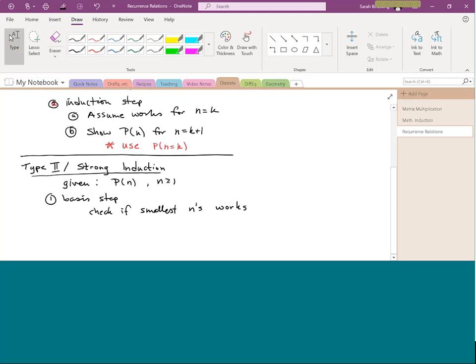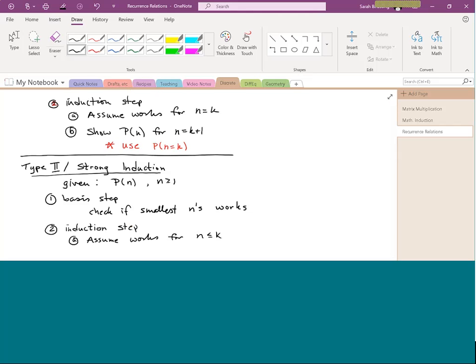Now the induction step, this is where you actually have the difference between type 1 and type 2. And it's not in B, it's not in 2B, it's actually in the 2A step. So A, we are going to assume that your statement works. Notice so far it's the same. For all n, that either equals that special guy K and everybody less than K.